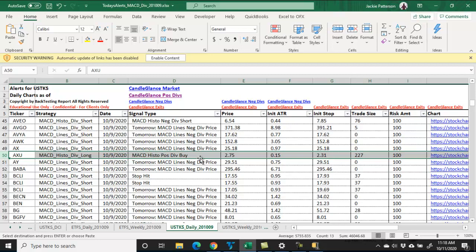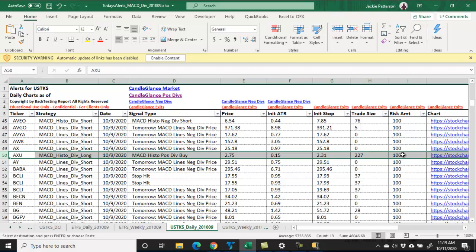Here's an example of that kind of buy signal, and it's got the ticker name. It's also got some statistics of what the current price is and what an ATR, an average true range, would be that would make a stop loss. Then, assuming that you want to risk $100 between your stop and your potential buy price, it has a trade size.